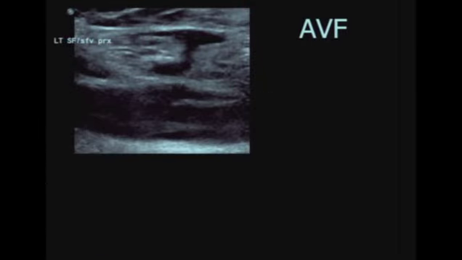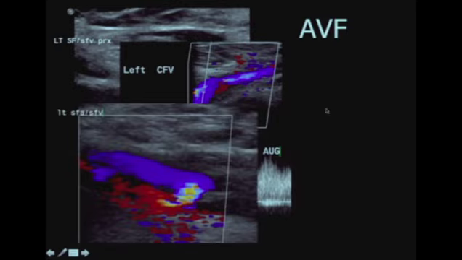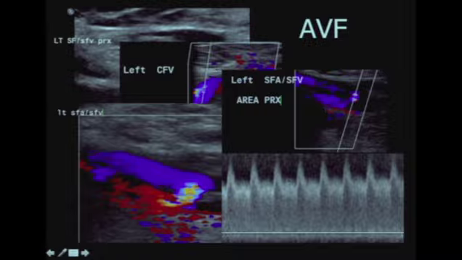This child had swelling and actually a palpable thrill over a groin after another cardiac catheterization procedure. And here we can see the left common femoral vein has a very noisy waveform. Here's the artery, which has incredibly high diastolic flow, and you can actually, as we work our way through, you can actually see the connection between the two.